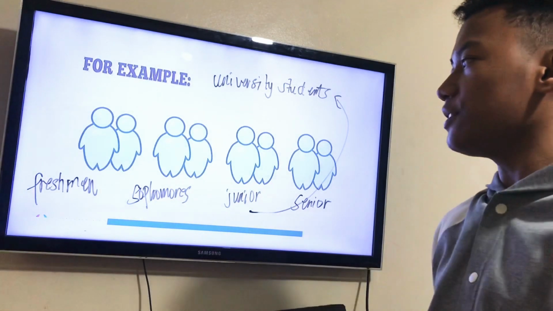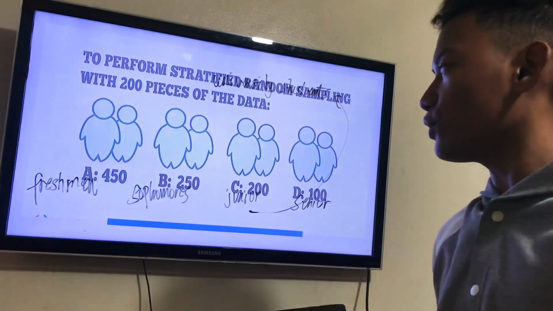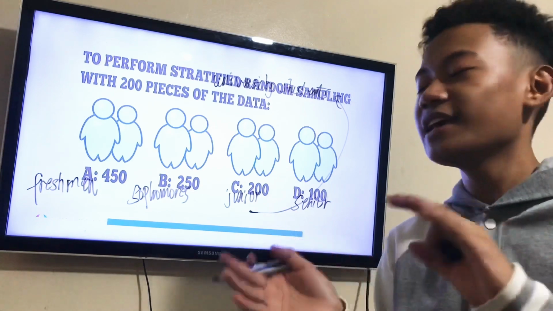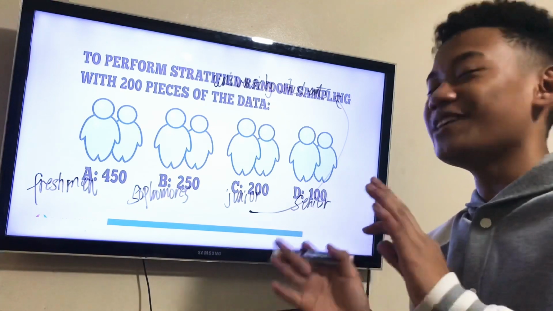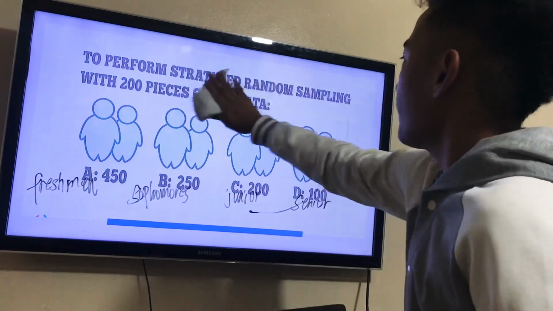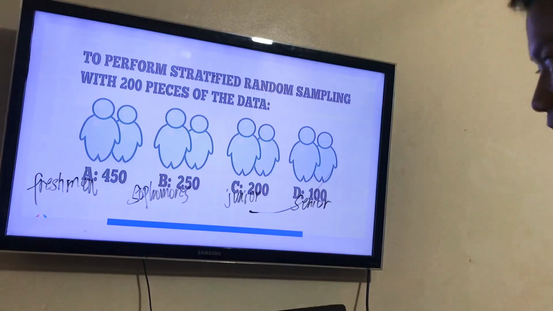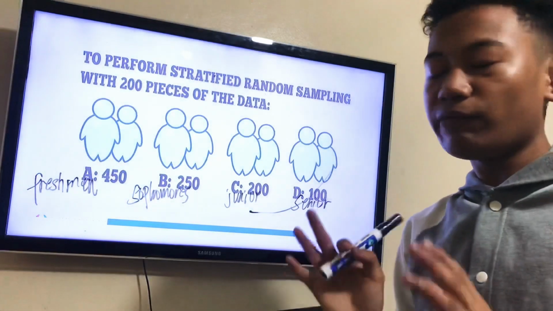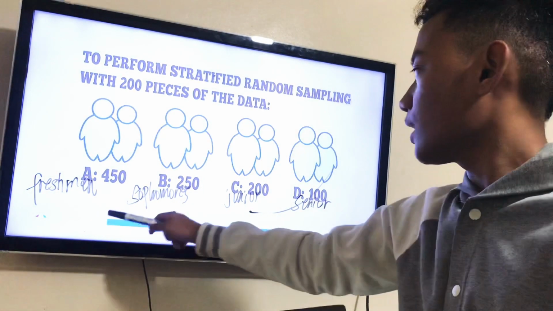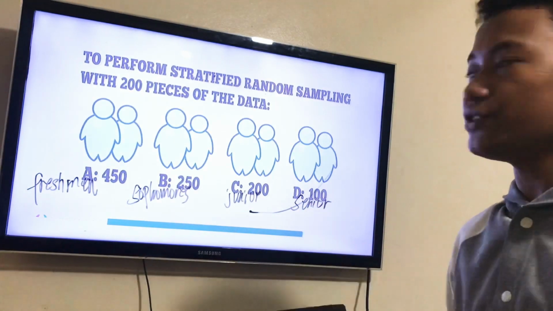So after we identify our different strata, we're now going to get a sample from our strata using SRS, or simple random sampling. So to perform stratified random sampling with 200 pieces of data, in my 1,000 university students, I got 450 from freshmen, 250 from sophomores, 200 from juniors, and 100 from our seniors.